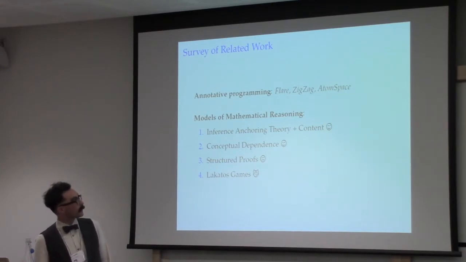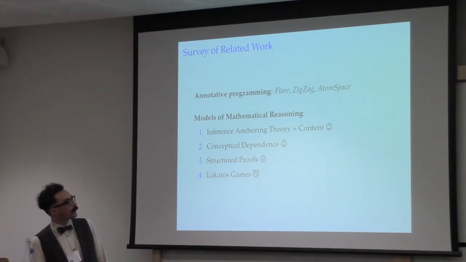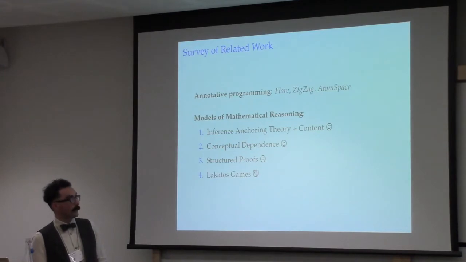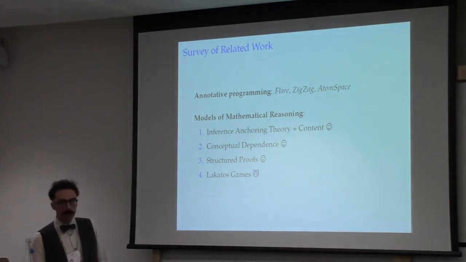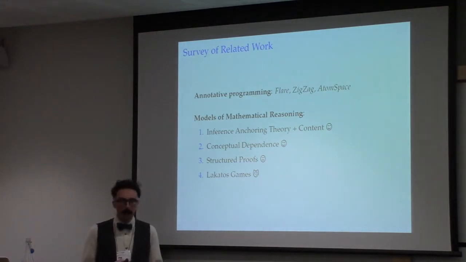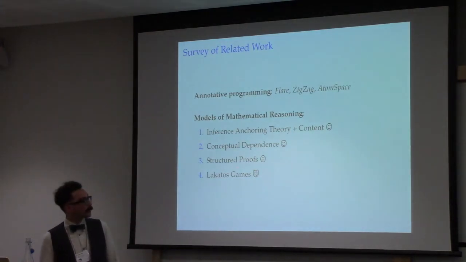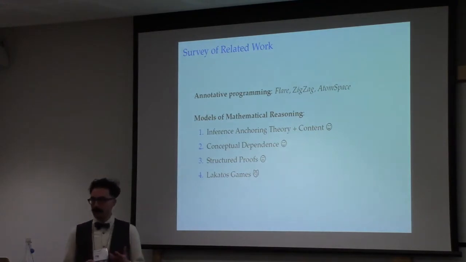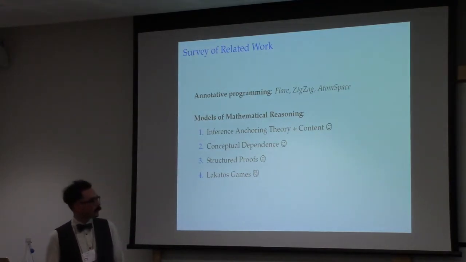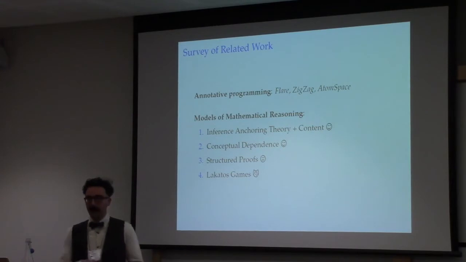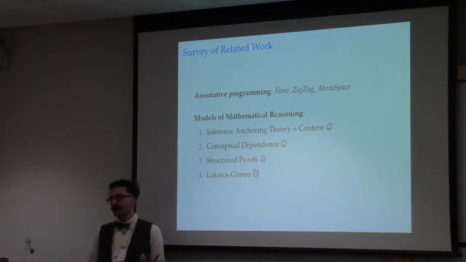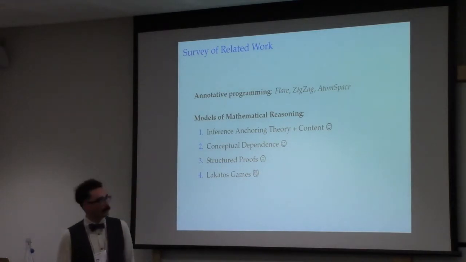That's the practice side. The theory side, which I'll explain these emoticons and stuff, but we like inference anchoring theory and content, and I'll say what that is. My colleagues on this paper have invented that, so that's good. Conceptual dependence we like, that's something from the history of story understanding, that's good. Structured proofs I'm less excited about for the reasons I was kind of describing. They're trees, but I'll show you. In Lakatos games I put this cat because I helped invent that, and I think it's great and stuff, but actually, it's not what we really want for this problem.